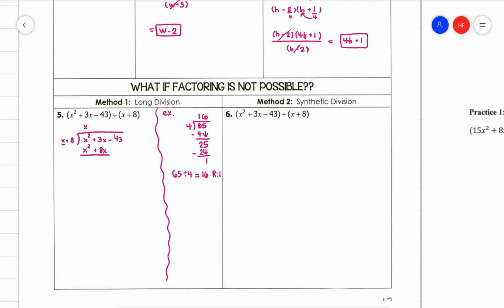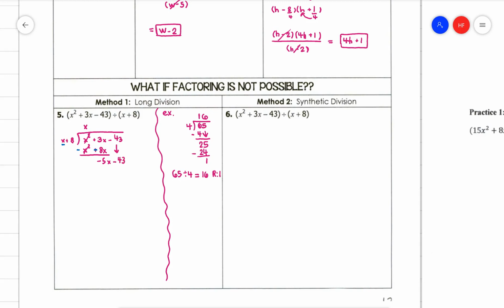Now this is where it gets a little tricky because we are subtracting. So since we are subtracting, we're subtracting the whole thing. So they both become subtraction. x squared minus x squared, perfect. 3x minus 8x is negative 5x. And then just like we brought down the 5 over here with the 65, we're going to bring down that minus 43.